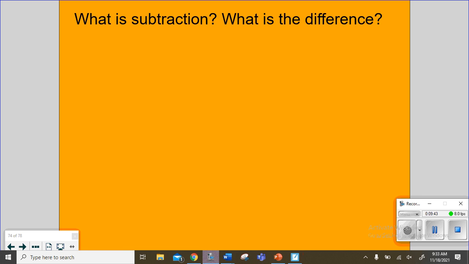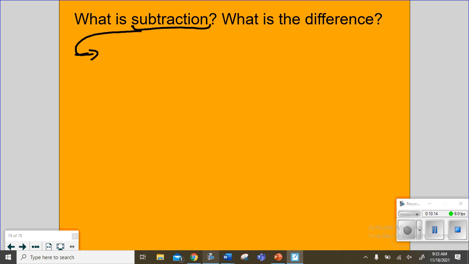All right, let's start with subtraction. What does that mean? What is subtraction? This is why we do this question over and over again, because I don't see many hands. What is subtraction? When you take away a number from the whole. Okay. Oh, I love that.